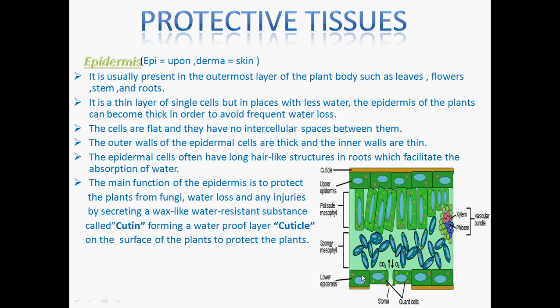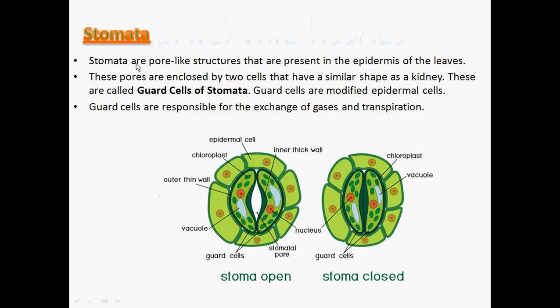Okay, and the lowest layer is known as the lower epidermis, in which there are some minute pores, which are known as the stomatal pores, and these are the guard cells which are on the other side of the stomatal pore. So they help in the gaseous exchange, and that is why the epidermal layer is not continuous throughout. So in this way, those stomata are the pore-like structures that are present in the epidermis of the leaves.